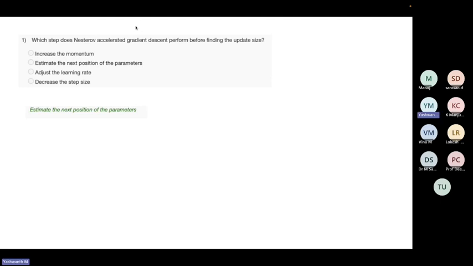The first question is, which step does Nesterov's accelerated gradient descent perform before finding the update size? Right. So, does anyone know why the answer is this? Estimate the next position of the parameter.